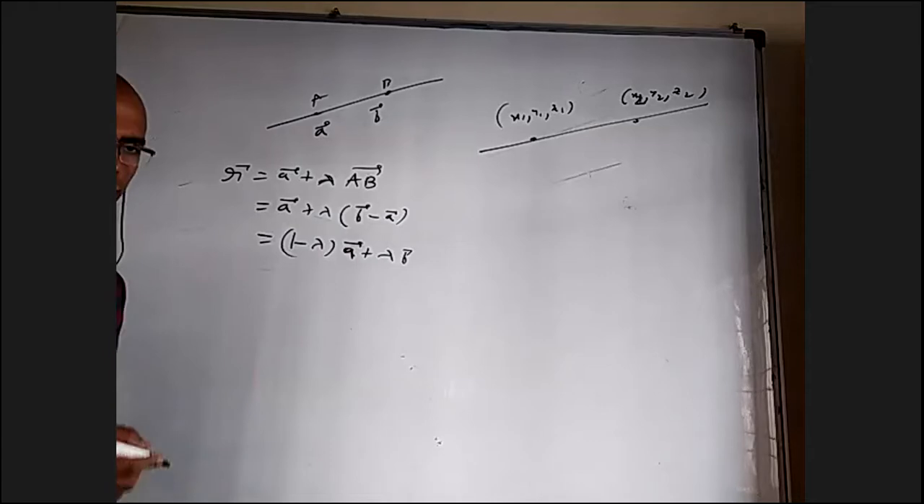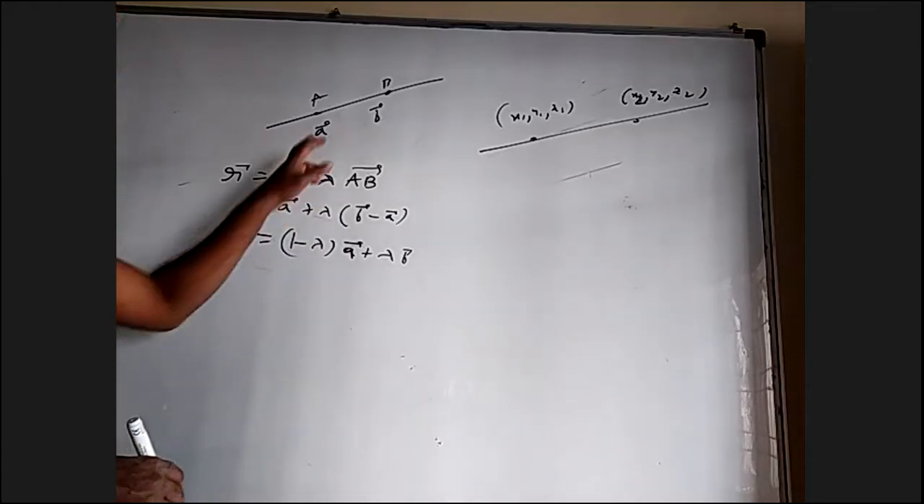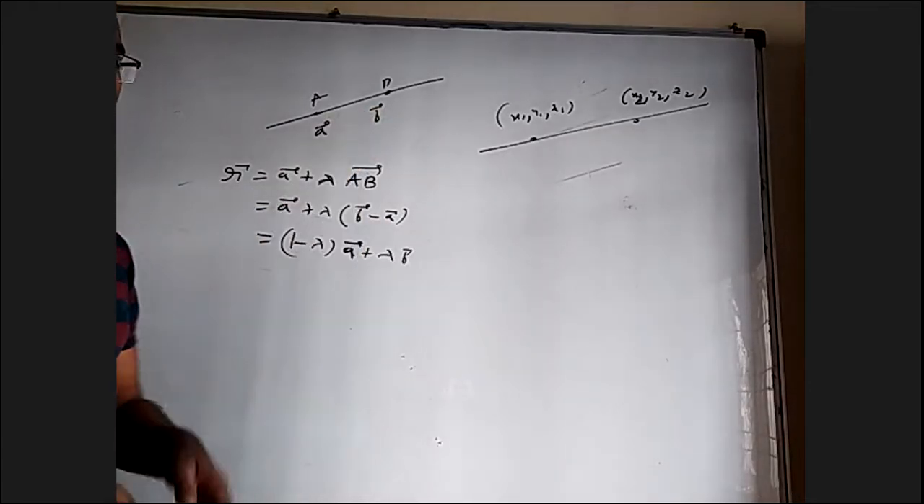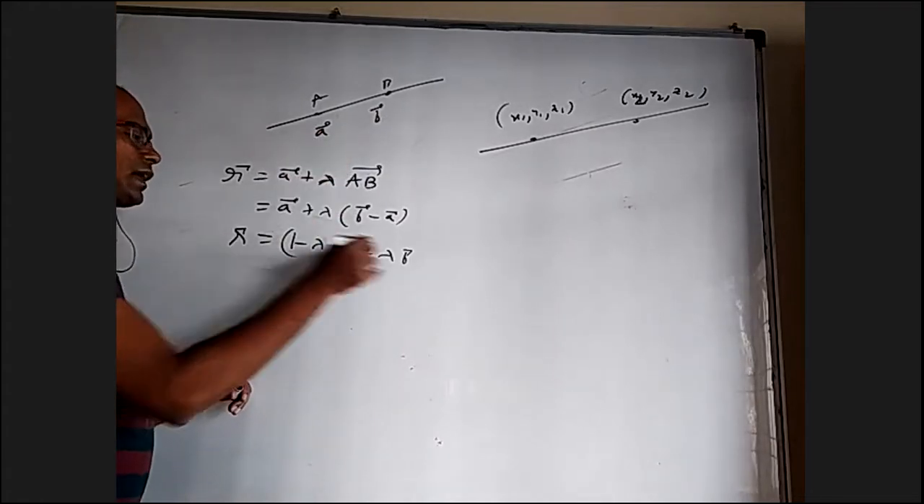So the vector equation of the line in vector form, which is passing through the 2 points whose position vectors are a bar, b bar, is this. Actually, without writing all this, I can directly say this.